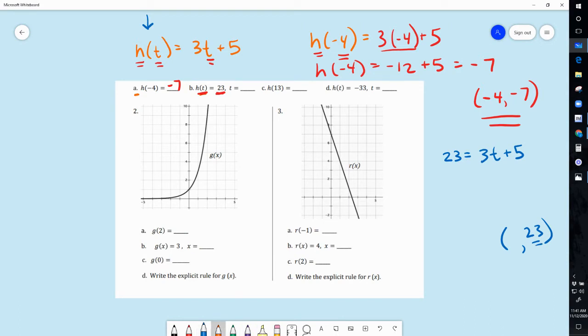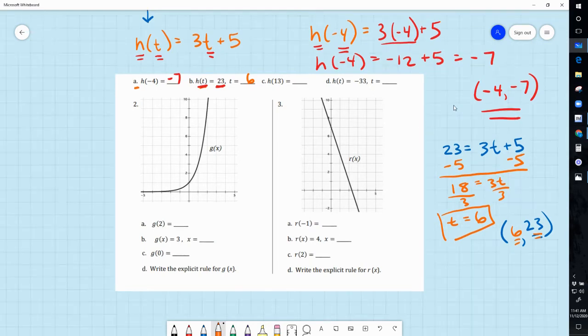So now all we do is we get t by itself. In this case, we have to subtract 5 from both sides, and I get 18 equals 3t. Then we divide both sides by 3, and we get t equals 6, which means that the answer is 6. Whenever y is 23, x is 6. Now remember, this is not the right answer for the worksheet. The equation's different, but I didn't want to do the problems for you. There's not very many.